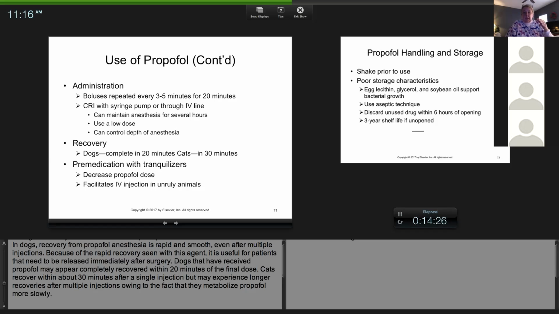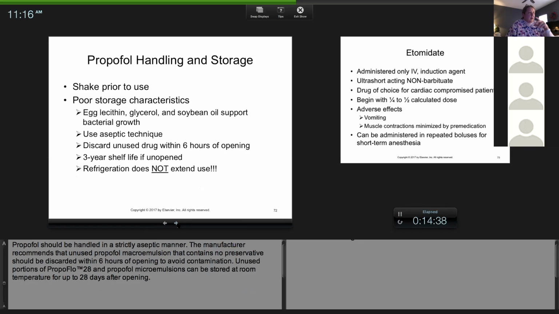So it's definitely advantageous, part of pre-meds are anesthetic sparing. If you give them a pre-med, you should be able to use less induction agent, less of the offensive ingredient. You do have to shake and use aseptic technique, because again, no preservative. It's only stable for about 6 hours. It loves to grow bacteria.